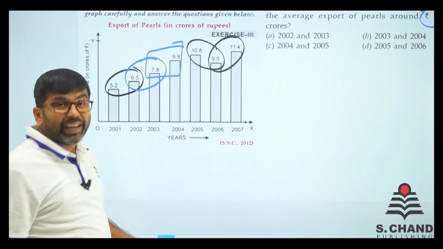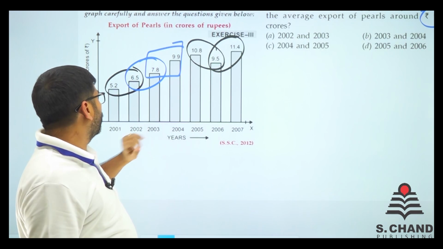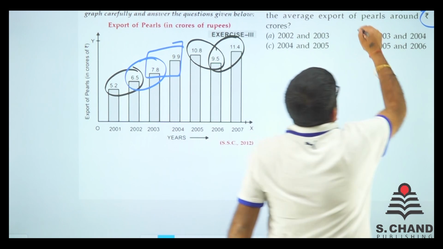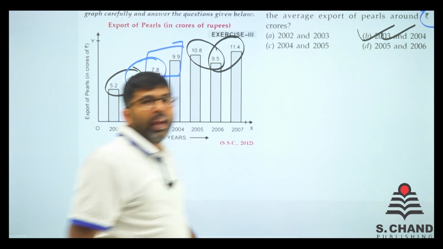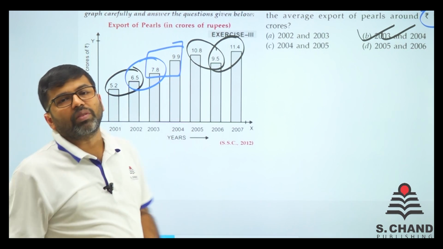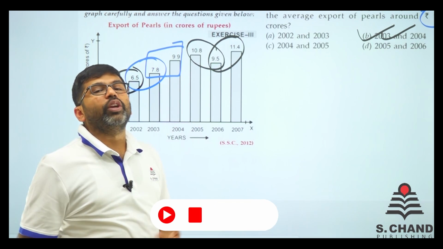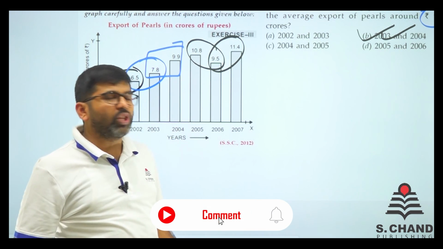that can say it's almost an average of 9. So it is 2003, 2004. So without calculating anything, you can just say the average is about 9, right? So this is the way you do it. In this way, you need to do all the bar graphs of the chapter.